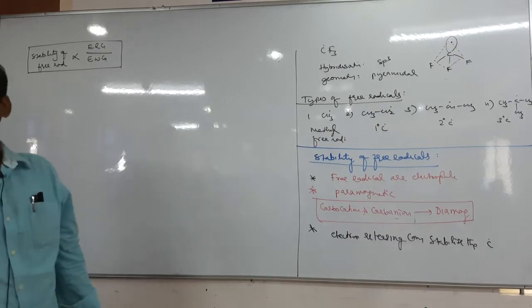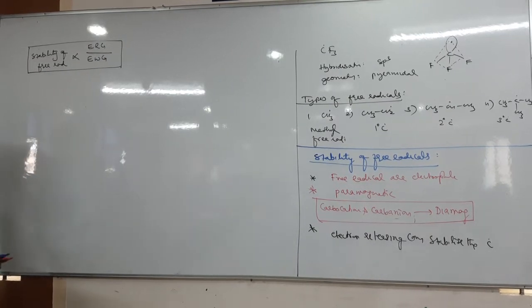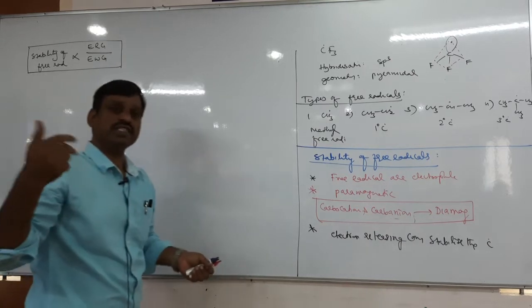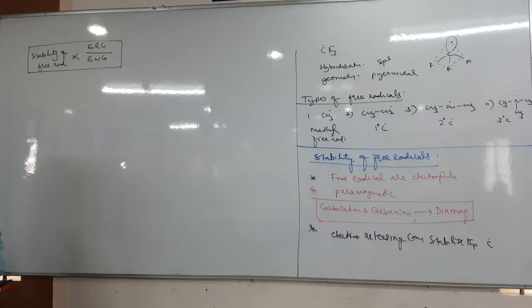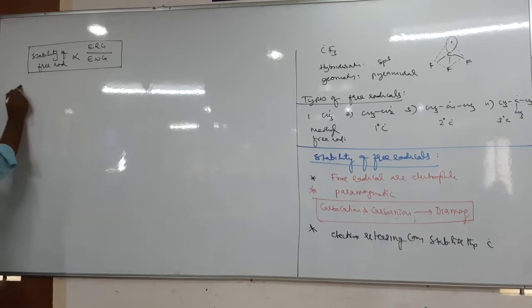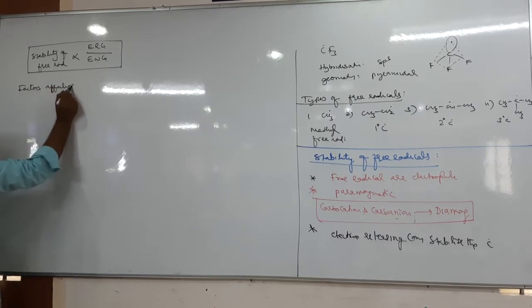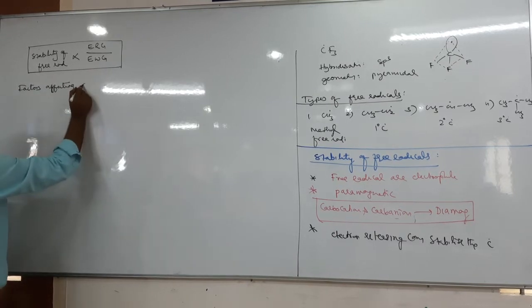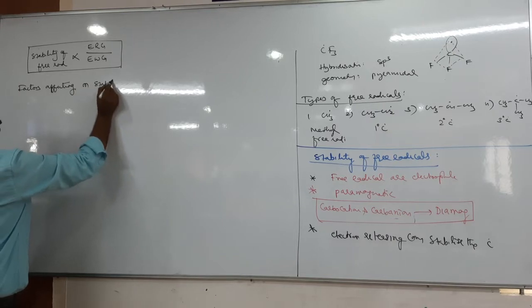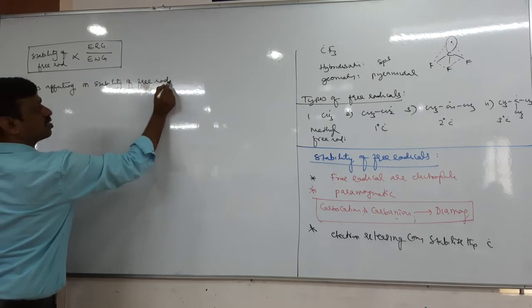So therefore, stability of free radical is directly proportional to electron releasing group. Now tell me, what are the electron releasing groups? Plus I group, plus M group and hyperconjugation. These three are electron releasing groups. So now, let's say, factors affecting the stability of carbon free radicals.